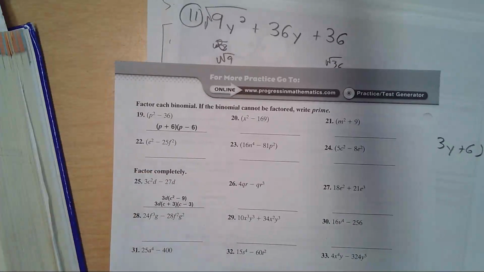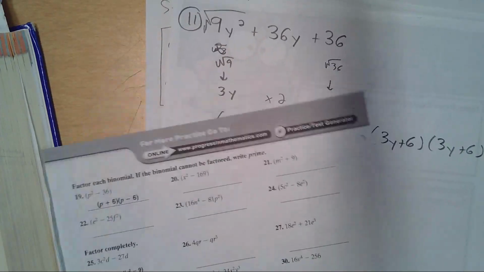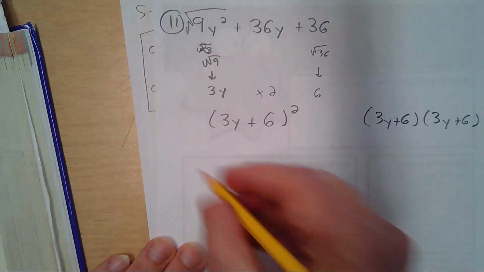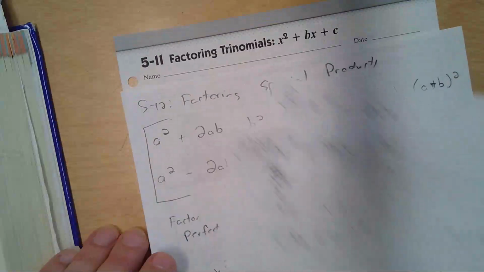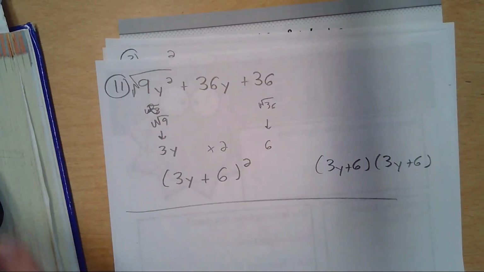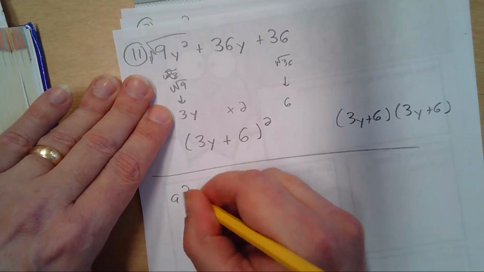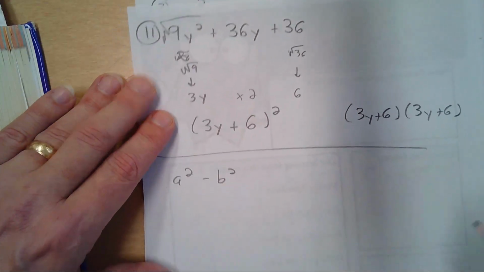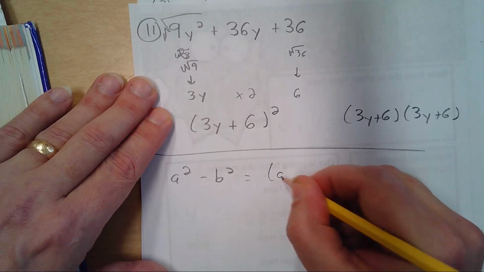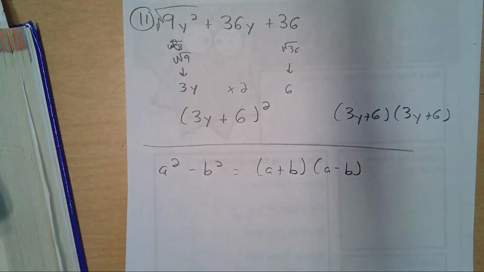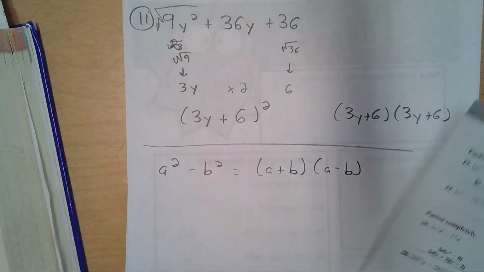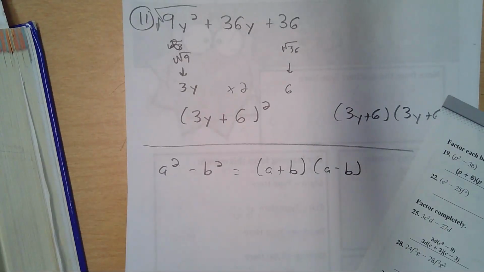So these here, remember we talked about three different ways of seeing this. This was two of them. The third one we talked about was this one here, a squared minus b squared equals a plus b, a minus b. And what happened when we did these earlier, if you remember, flipping on back here.